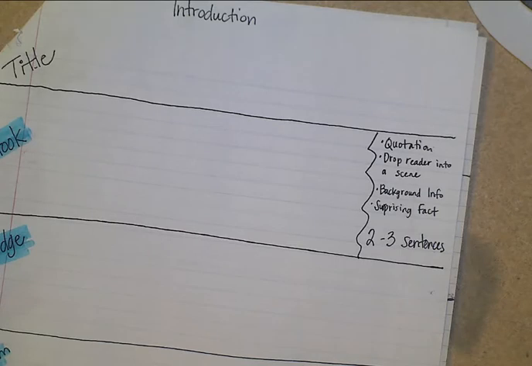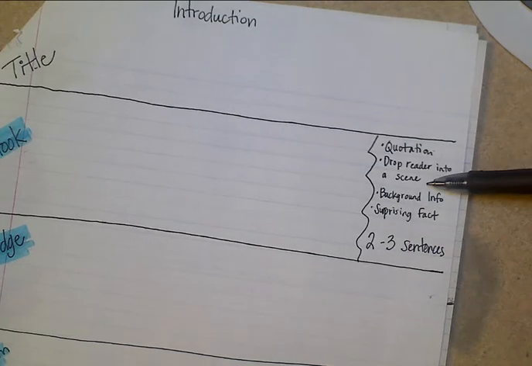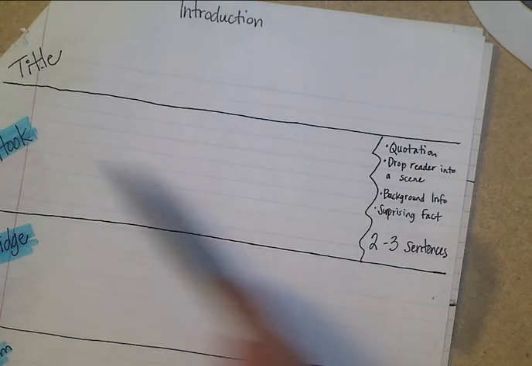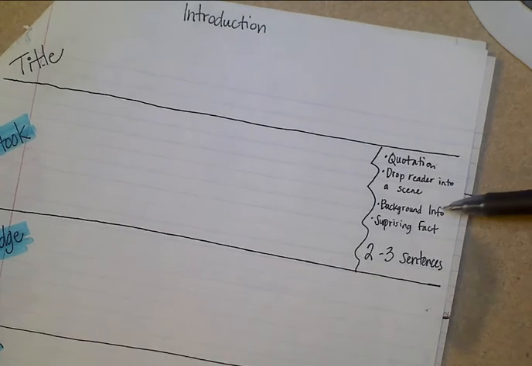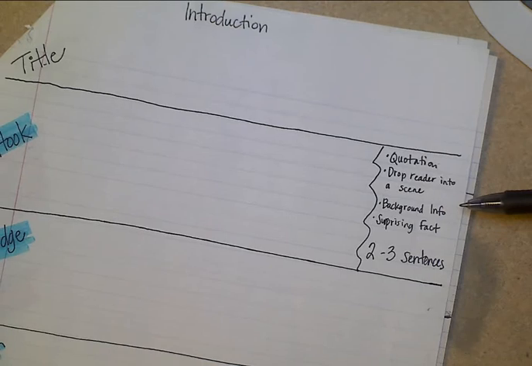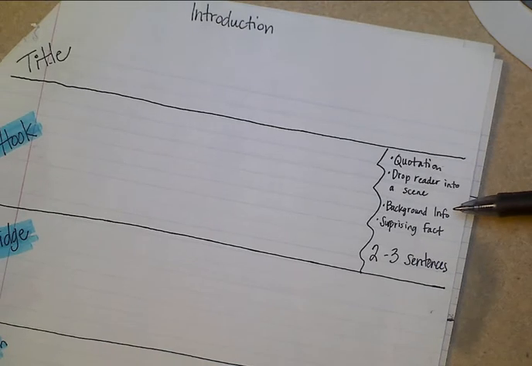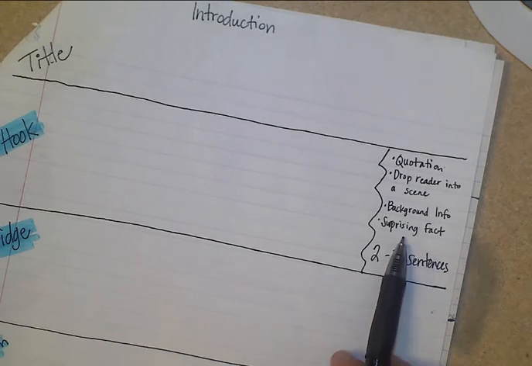You can give background information on your topic. You can go and find and paraphrase, putting in your own words, background information about your topic. Or you can give a surprising fact. Again, you can use the internet or the textbook. You just can't use a fact that you're going to use anywhere else in your paper. So again, your hook needs to be 2 to 3 sentences in length.